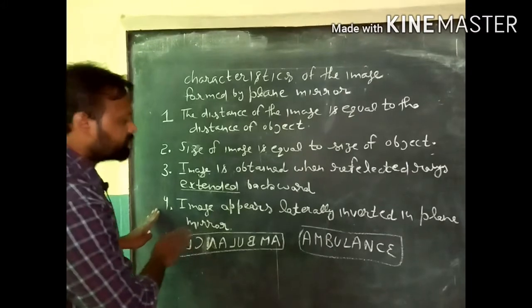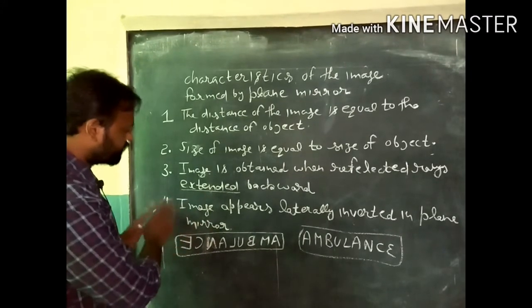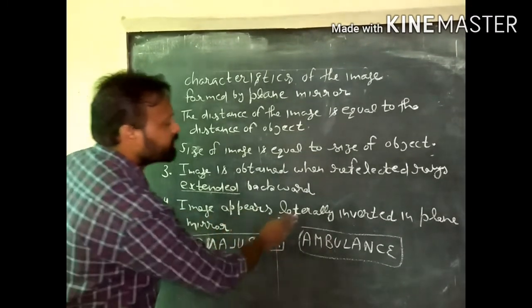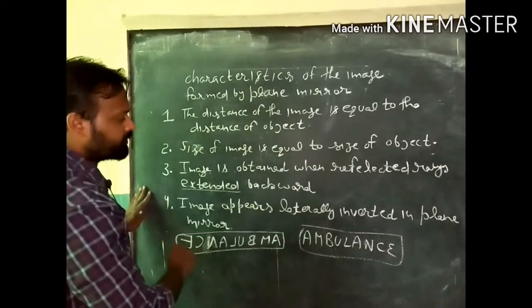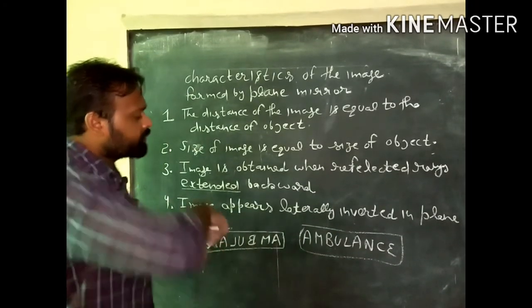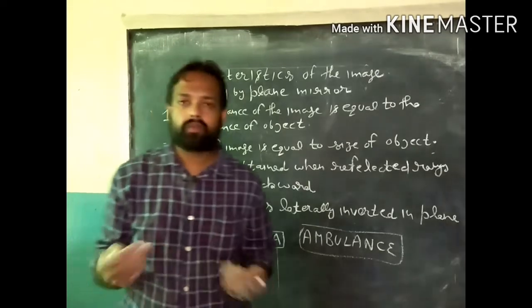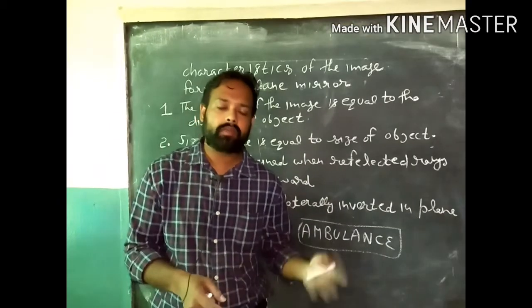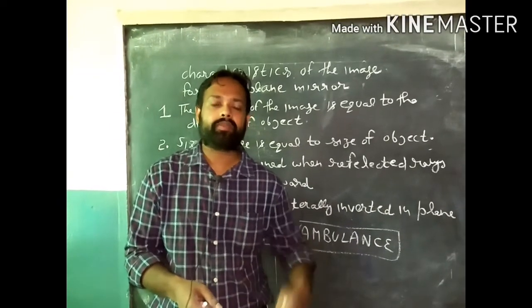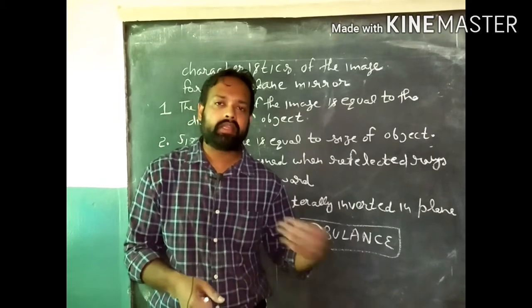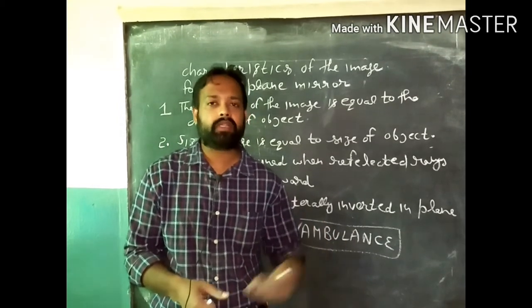Now the fourth point, and this point is very important: the image appears laterally inverted in the plane mirror. So what is the meaning of this? Generally you observe, when you are watching your image in the plane mirror, the left side of the object appears to be right in the image, and the right side of the object appears to be left in the image.